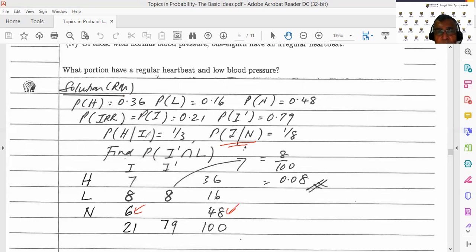It's easy for you because you're looking at what? Irregular. How many people irregular? 21. High given irregular, 1/3. So 1/3 times 21 is what? 7. So I can fill out this number, I can fill out this number, and I'm home. So you go through that.